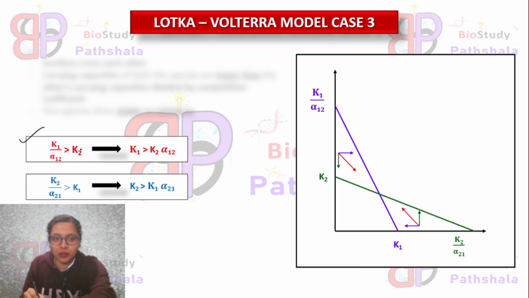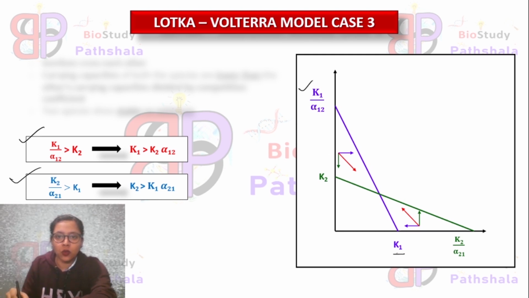greater than K2, that means greater than the carrying capacity of species 2, and the second condition is K2 divided by alpha 2 1 is greater than K1. Now we are putting these values on the graph. Say on the y-axis K2 and K1 divided by alpha 1 2, and K1 and K2 divided by alpha 2 1, and we are joining these points, say K1 divided by alpha 1 2 and K1, and we can get this isocline for species 1, and this isocline is for species 2, in between K2 and K2 divided by alpha 2 1.